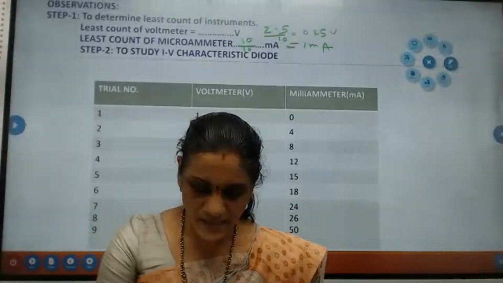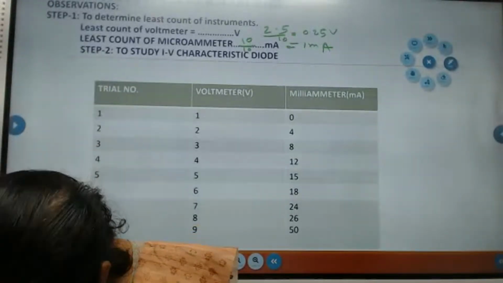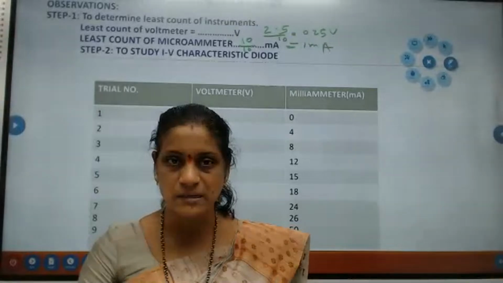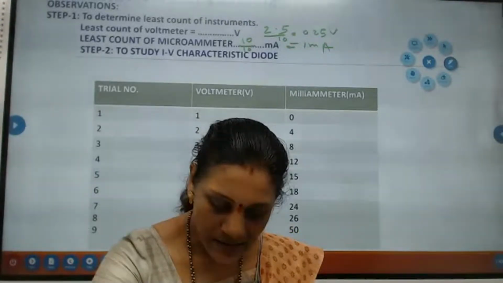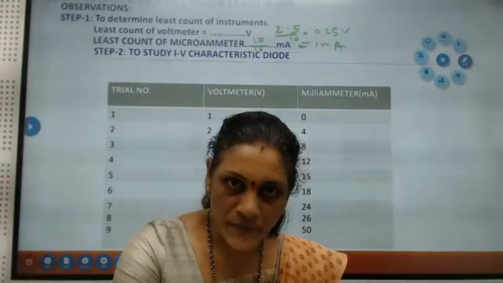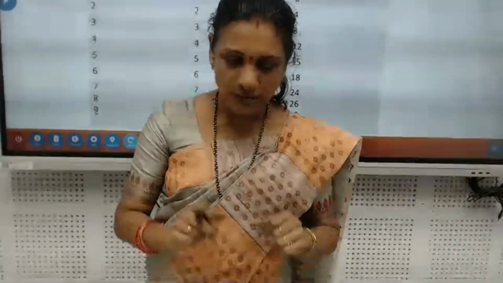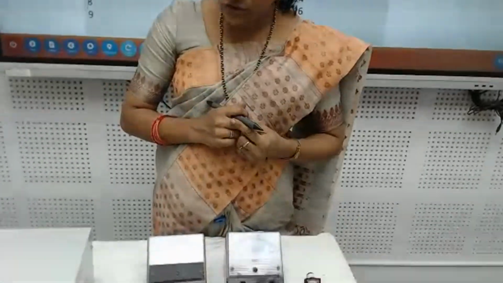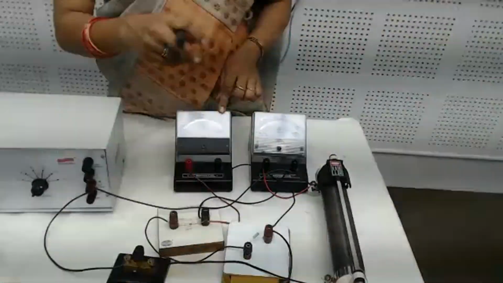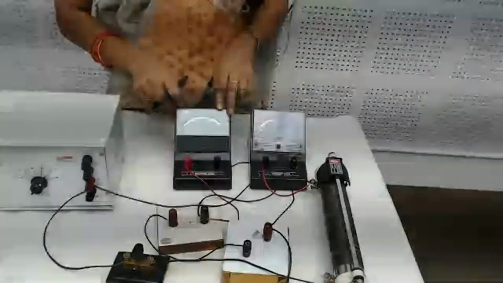Now let us observe. If I switch on the battery here, the current is not flowing through my circuit. If I want to pass the current through the diode, I have to close this plug key. Even if I close the plug key, I am not getting current flowing through the circuit. So what I should do now, step by step, is vary the voltage flowing through our Zener diode. Then it will conduct up to its breakdown voltage.